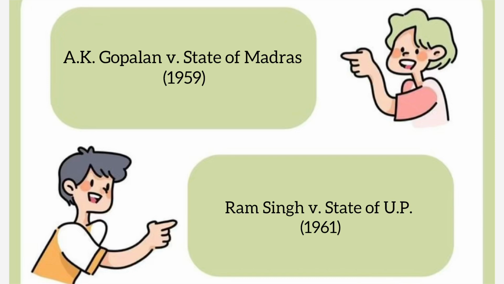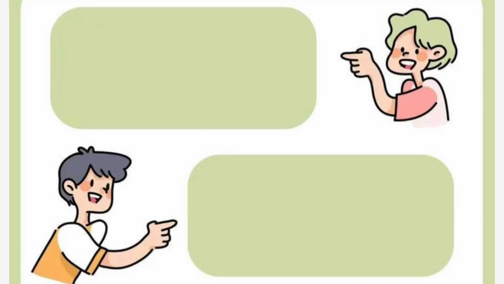Ram Singh versus State of UP. This case clarifies that criminal breach of trust can occur even if the accused was not initially entrusted with the property but subsequently gained possession of it through unlawful means.